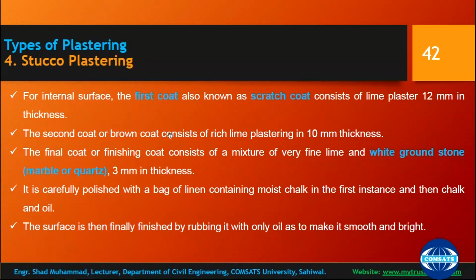The second coat is brown coat consisting of rich cement, rich lime plastering. Instead of lime, you can also use cement plastering for stucco plastering. The final or finished coat consists of a mixture of very fine lime and white ground stone, marble and quartz, 3 millimeter in thickness.